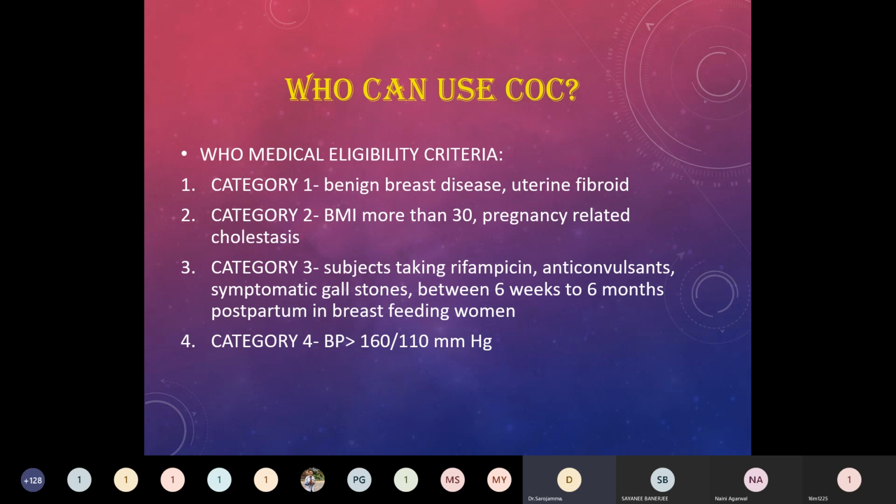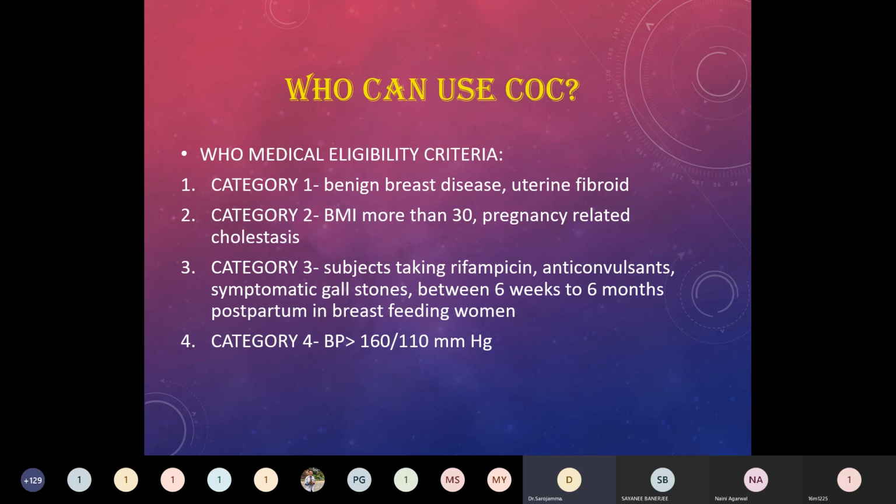And now, who can use combined oral contraceptive pills? In the beginning of the contraception class itself, I told that WHO has given eligibility criteria category 1, 2, 3, 4. Category 1 with no contraindication, category 4 with absolute contraindication for each method where they cannot use. 2 and 3 are relative contraindications where a woman can use the methods provided no other alternative methods are available, and knowing the risks and benefits outweigh the risks in category 2 and 3.